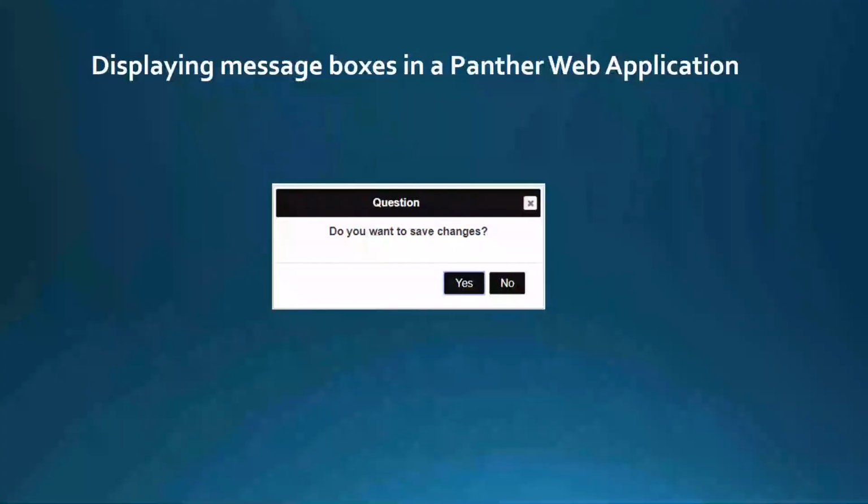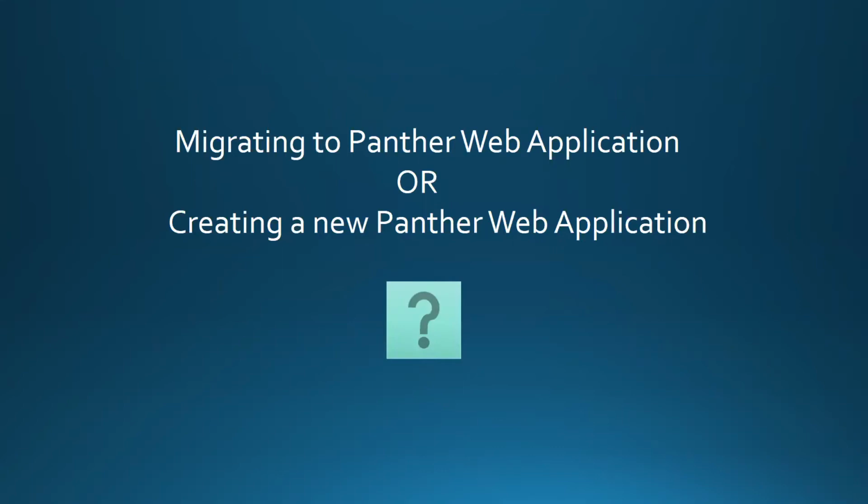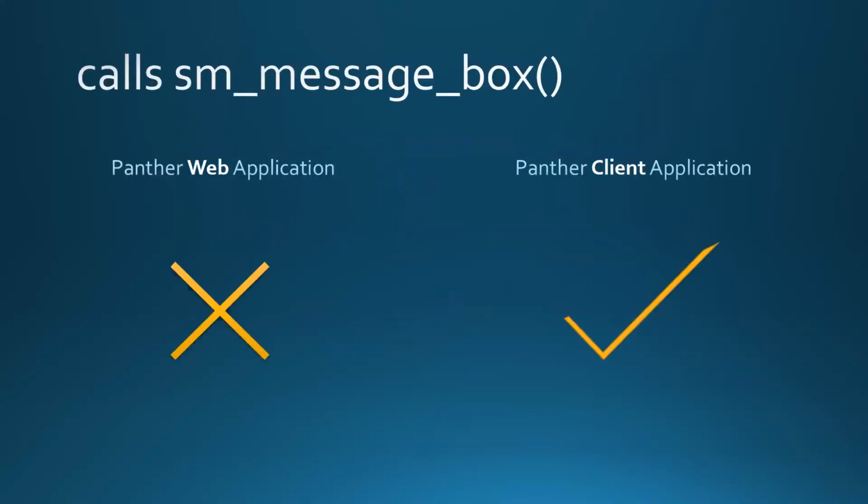If you have a Panther client application, you might be familiar with the library function called SM message box, to display messages anywhere in the client application. But if you are migrating the code to the web or creating a new Panther web application, you will find that in a web application, a block of code that must request information from the user before continuing cannot be executed by the J server as it is in a client application. For example, JPL code that calls SM message box, where the user is asked to confirm whether he wants to save the changes or not, will not work as is in a web application.